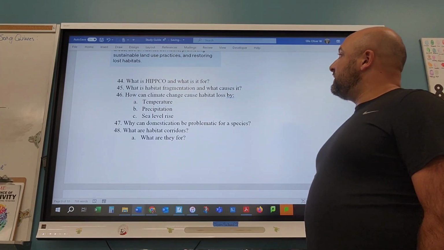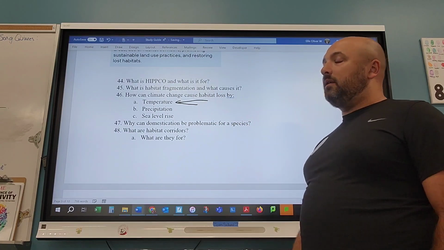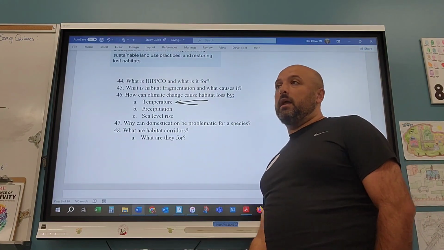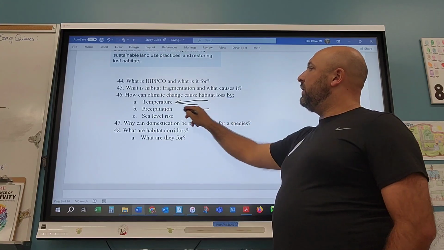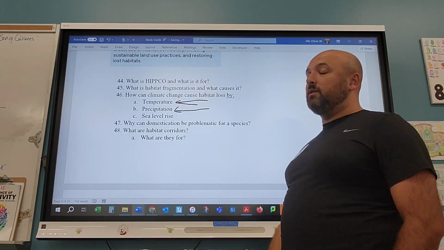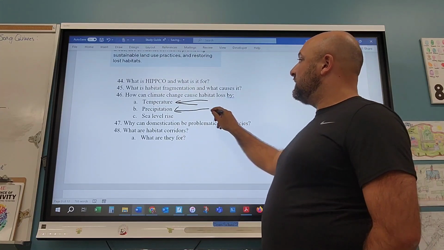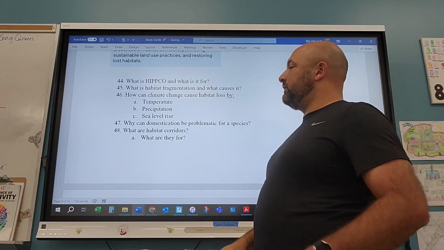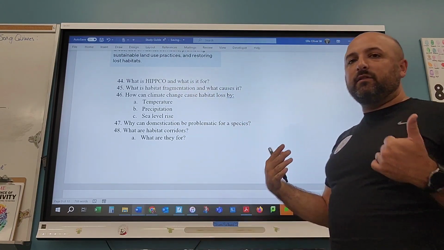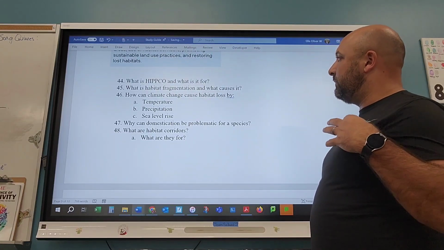How can climate change cause habitat loss? By temperature. If we increase the temperature, that can interfere with roots. Roots don't like extremely high temperatures, and so the plants will start to die off. If there's too little precipitation or too much precipitation, you can drown things, you can dehydrate things, all those are problems. Sea level rise will completely, again, kill off anything that's smothered. So the sea level comes up, it kills off all the grasses in the area or the trees. That's causing, again, destruction of habitat.